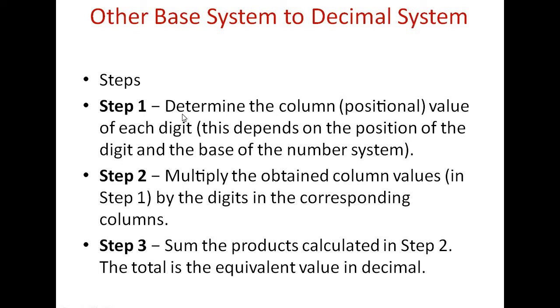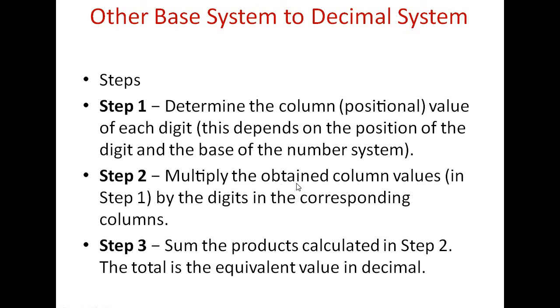So what is step 1? Determine the column value of each digit. Column value means positional value. In the last class we have already discussed the position of a number, whether it is in unit place, tenth place, hundred place, thousand place, like that. Determine the column value of each digit. This depends on the position of the digit and the base of the number system.